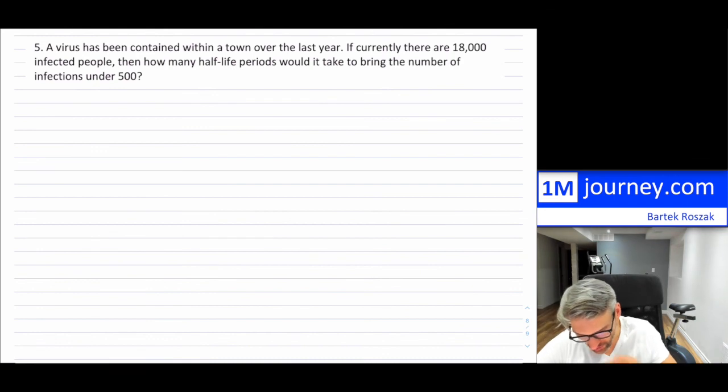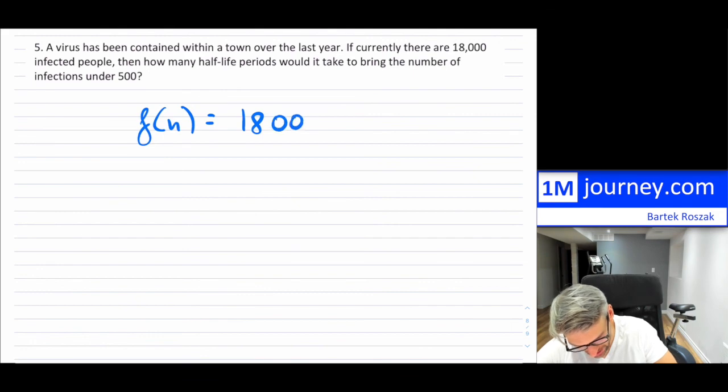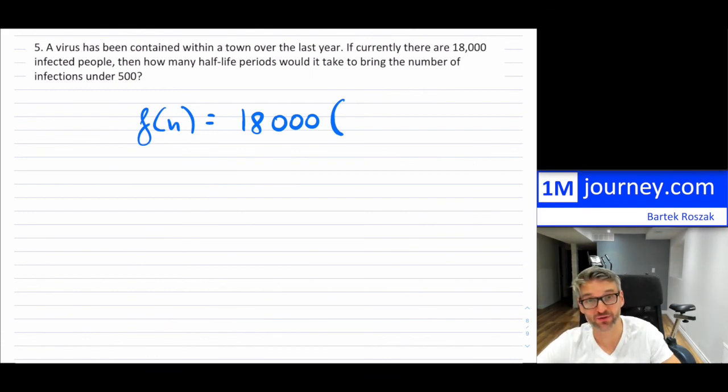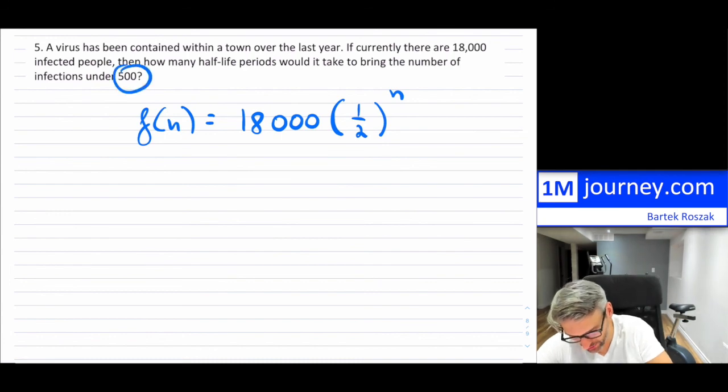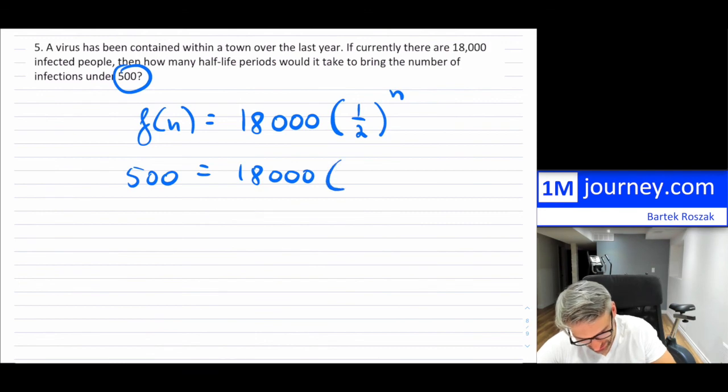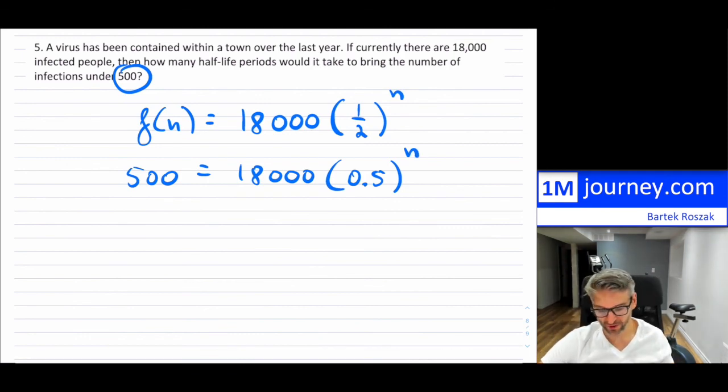In order to do this, recall that the half-life is set up like this, where we have our initial amount. In this case, our initial amount is 18,000. For half-life, it's 1 minus 50%, which gives us a half, or 0.5. And then this is the number of periods that it will take. Now they're saying we want to get down to 500. So this is the problem that we're going to have, with the 0.5 to the n. And now you're solving for n again.